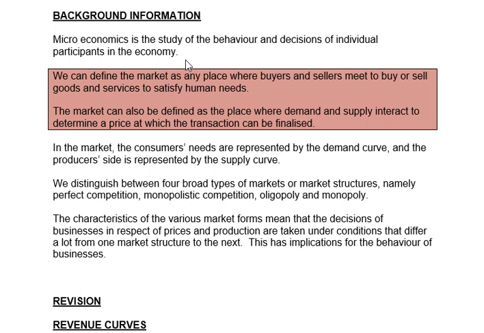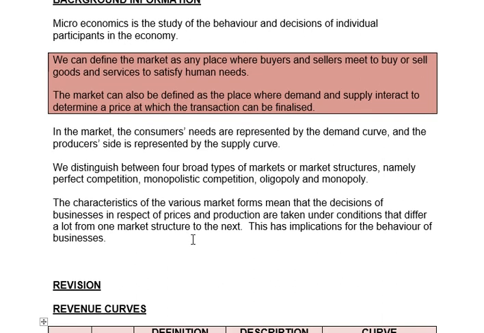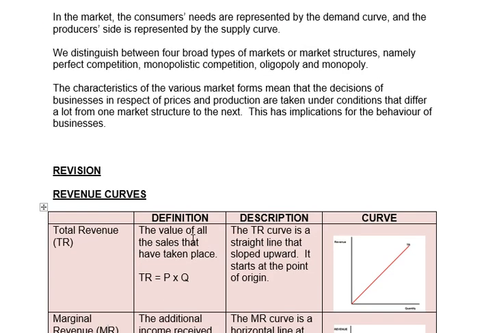Now, when we refer to the characteristics of the different market forms, it always boils down to how decisions are made in that market structure based on prices and production levels. So in each market structure, how do they decide what the price is going to be, and how do they decide what the level of production is going to be? And obviously each market structure has different characteristics, and decision making works differently in each of these market structures.